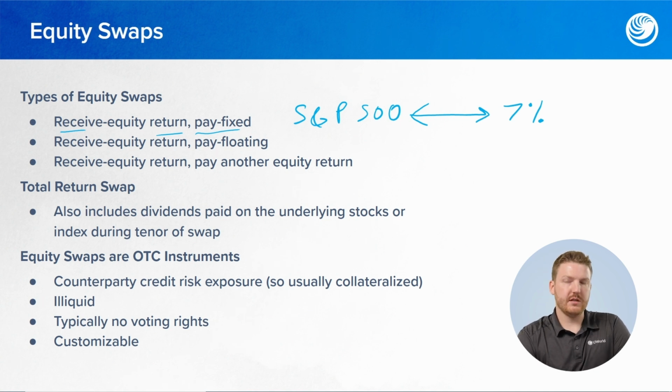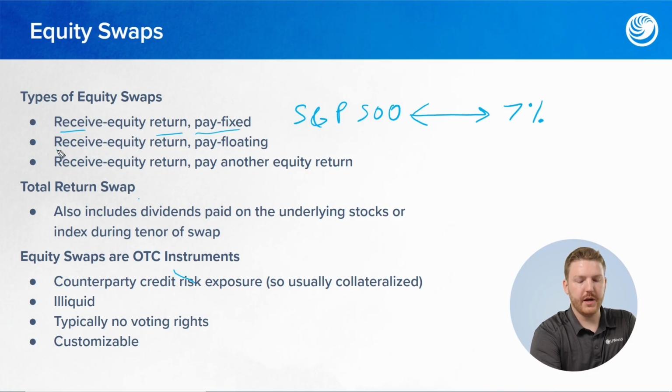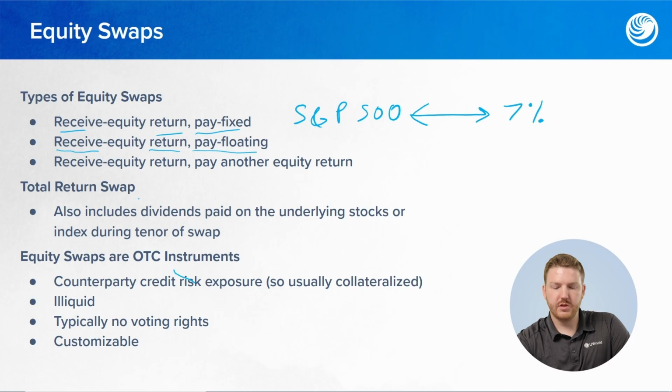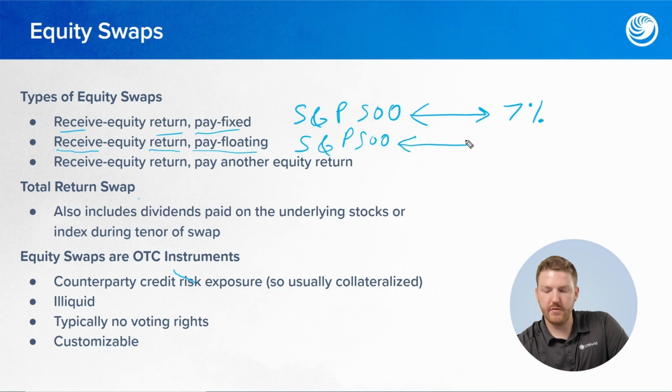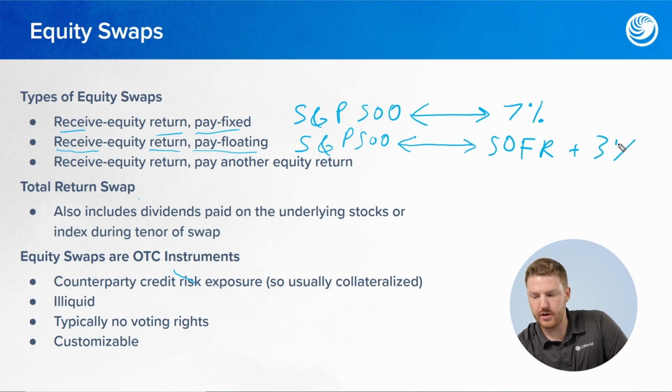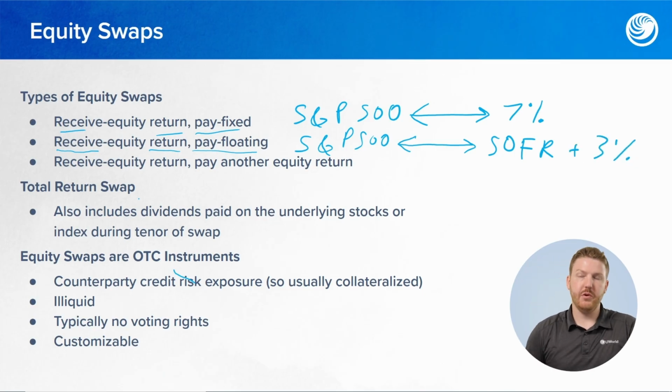Now we can get a little bit more complicated and have another equity swap that is receive equity return, pay floating. So in this case, let's say the person who's receiving the S&P 500 return is paying a floating rate that could be like LIBOR or SOFR plus, let's say, 3%. Now, that could be an example.